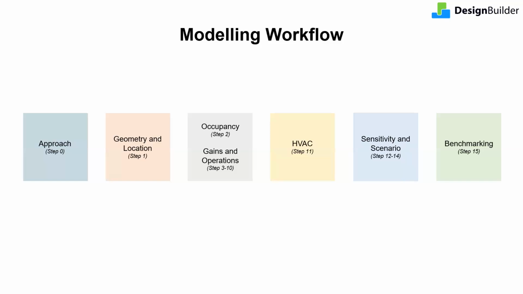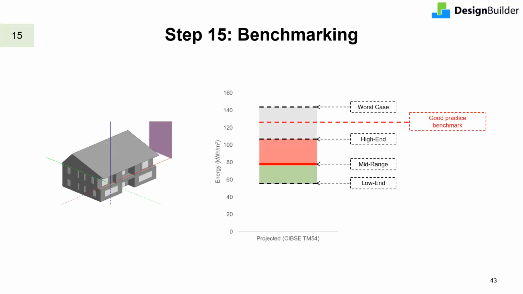So the final part of TM54 is to compare the calculated performance against benchmarks based on actual building data. So just plotted for our demonstration building, the performance against the SIPC's good practice benchmark. And what you can interpret is that the building design projection, along with its high-end scenario, is within the limit of the good practice benchmark.